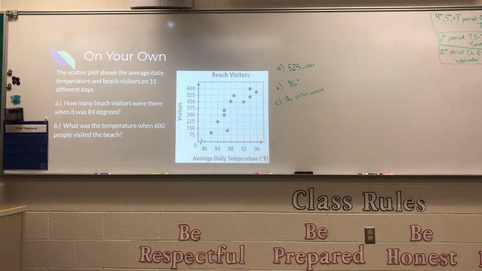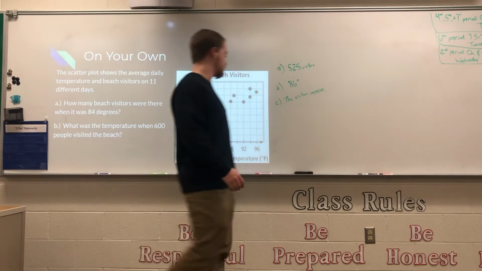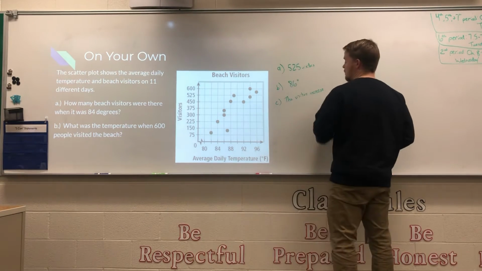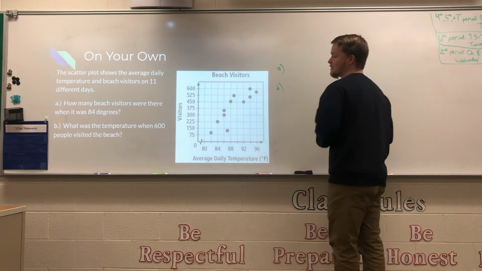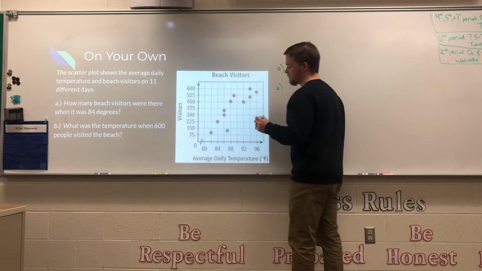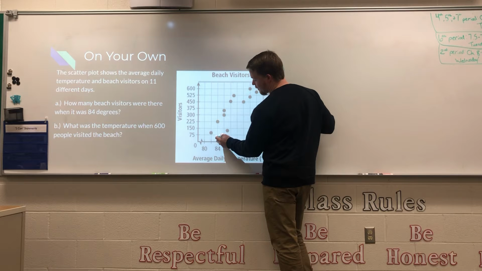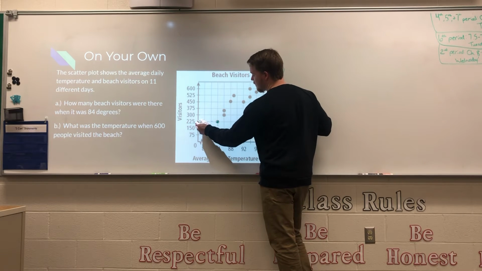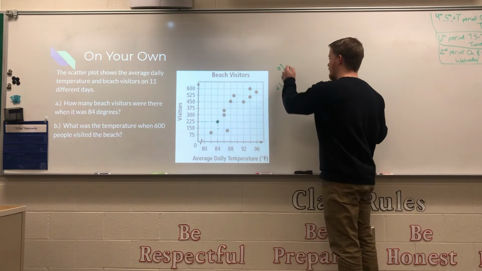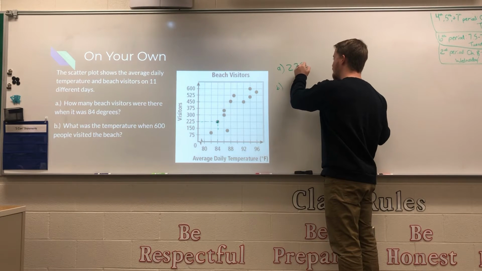Okay, so this is just another one on your own, using the same scatter plot. Part A says, how many beach visitors were there when it was 84 degrees? We're doing the same thing. We go to 84 degrees, find the point, and then we go over to the number of visitors, and that was 225 visitors when it was 84 degrees.